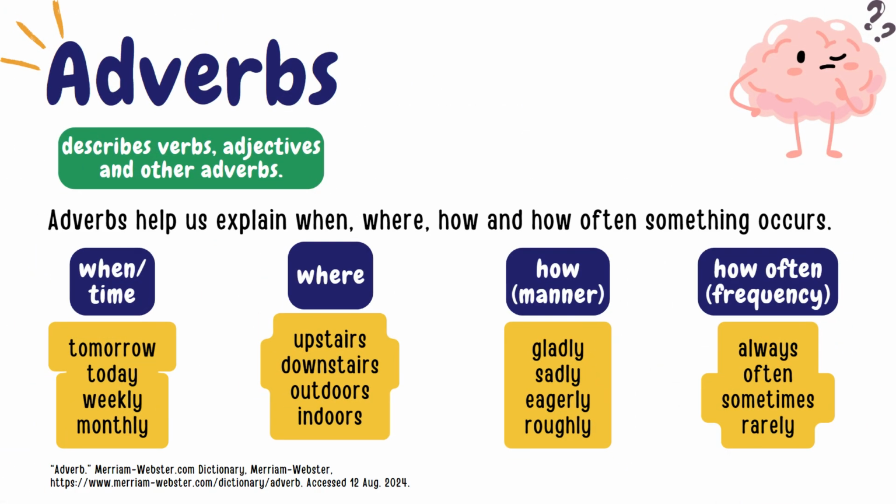Next is adverbs. Adverbs describe verbs, adjectives, and other adverbs. Adverbs help us explain when, where, how, and how often something occurs, referring to storytelling and reading stories. So the when or the time, you would use an adverb to describe the time that something is taking place. So words such as tomorrow, today, weekly, and monthly are some adverbs that your child could use in writing or they may come across in reading.